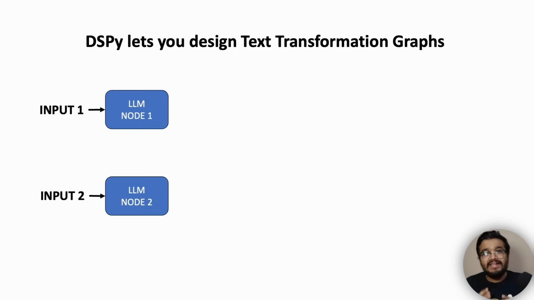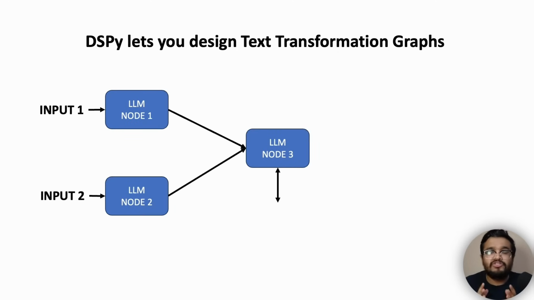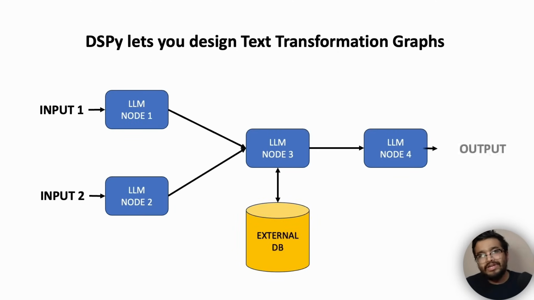DSPy imagines every LLM application as a text transformation graph. Each node in this graph receives one or more text inputs, applies some text transformation, and then passes it on to the next node for further processing, until at the very end we receive our desired output.